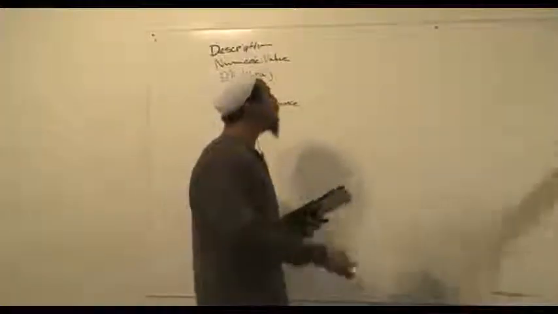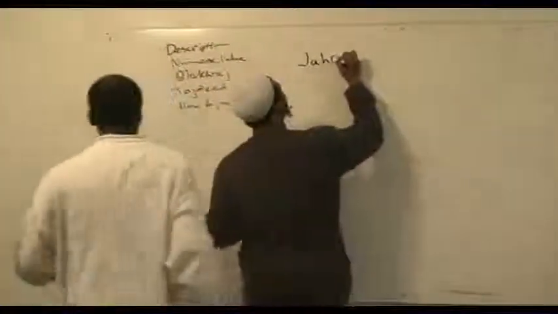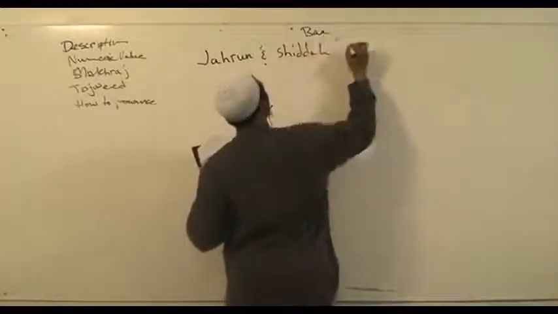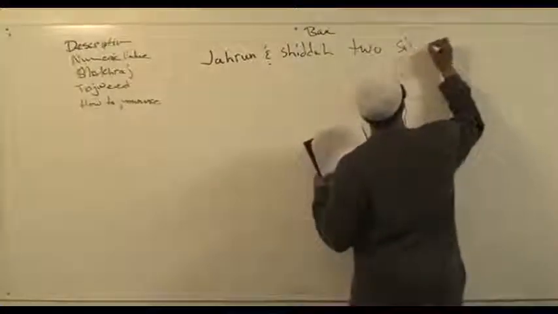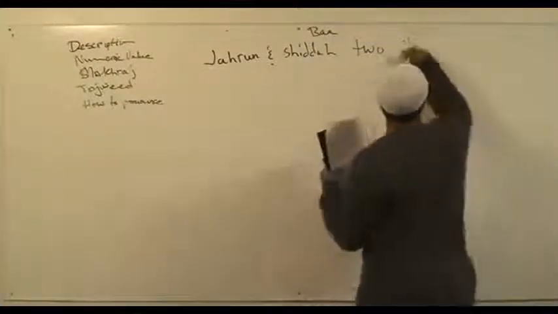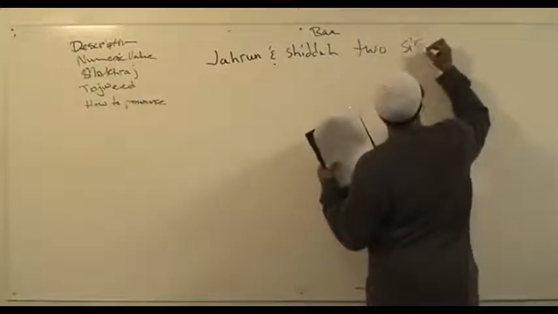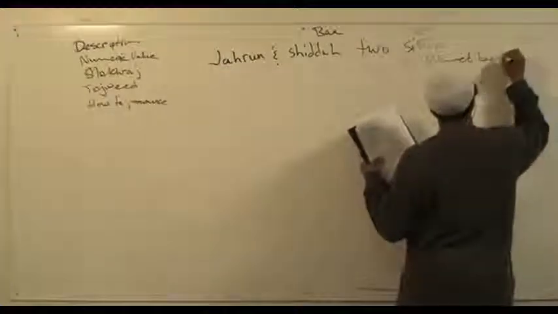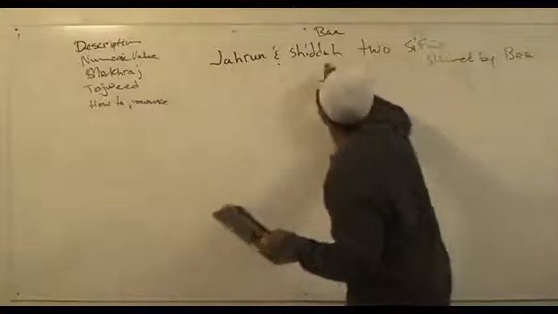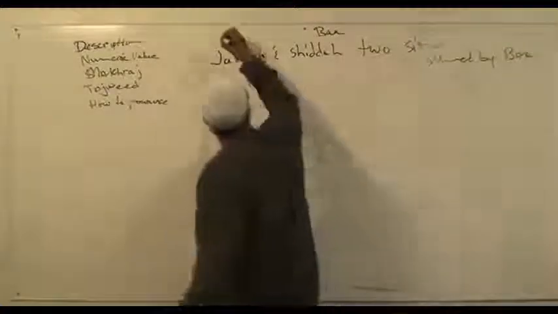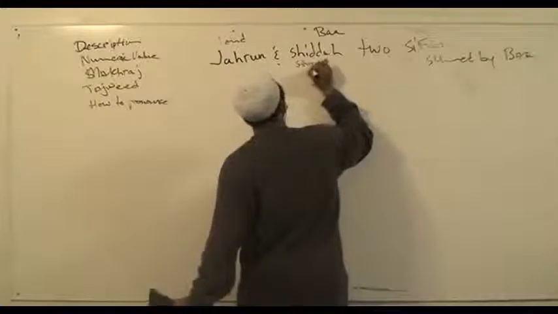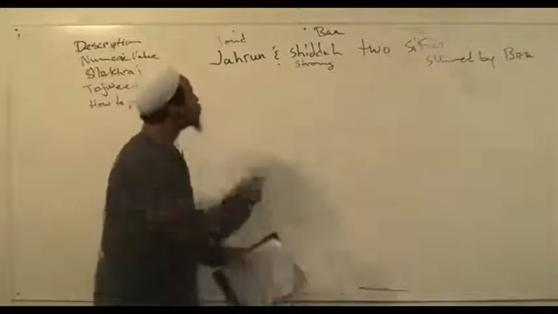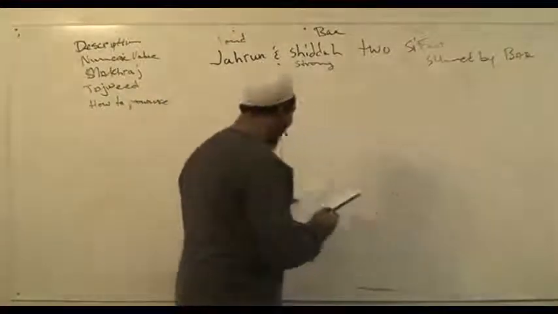Now, just when we say jahrun and shidda, say jahrun. Jahrun and shidda. This is ba, okay? Two sifat. What is a sifat? Characteristic. Shared by ba. Meaning that alif has jahrun and shidda too. Jahrun means loud. Shidda means strong. Okay? Everybody say ah. Now everybody say ba. You see, you have to do it loud and strong. These are two sifat shared by ba.